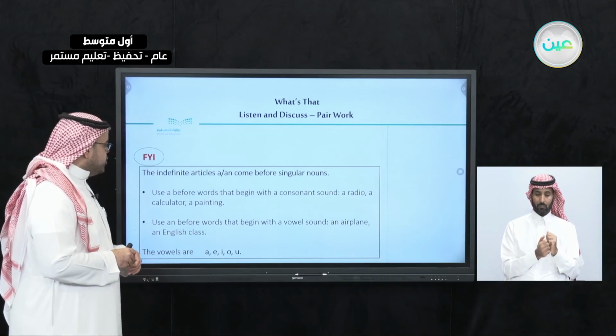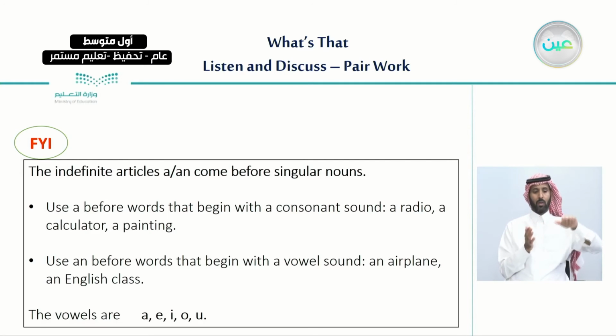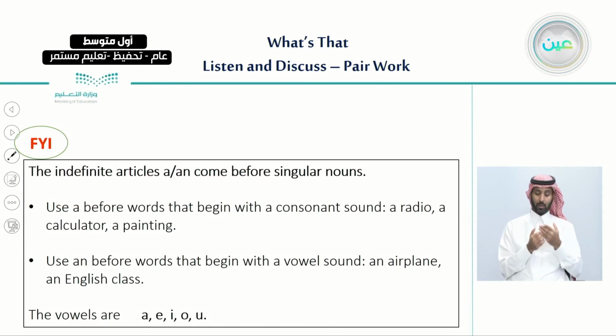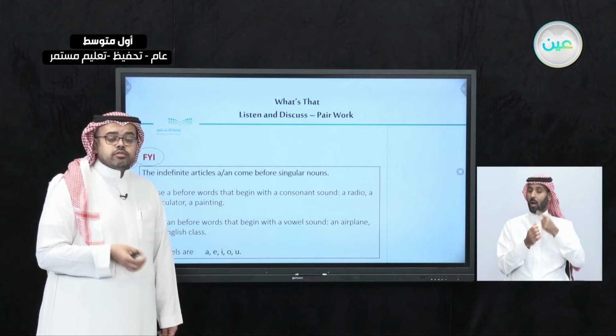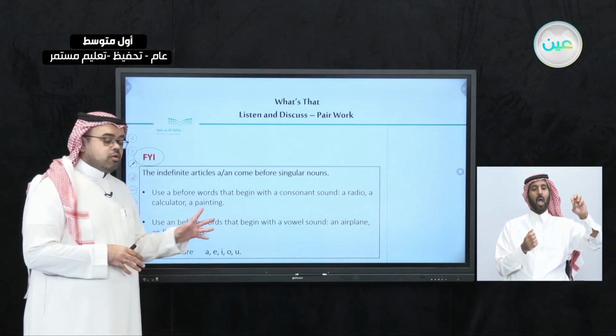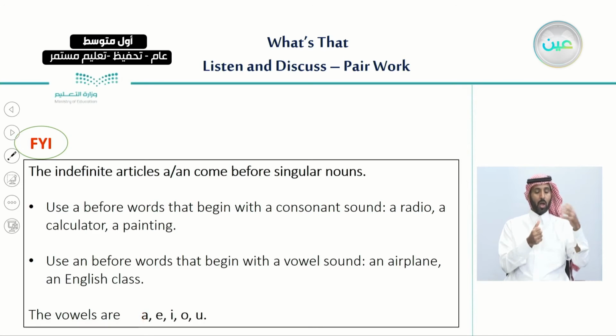So now, here is a very important piece of information that I would like you to keep in mind, which is about the indefinite articles a and an. Usually, we use them before nouns. We use a before words that begin with a consonant sound, for example, a radio, a calculator, a painting. And we use an before words that begin with a vowel sound, like an airplane, an English class. And you may wonder, what are the vowel sounds? They are the words that begin with these letters: A, E, I, O, U.